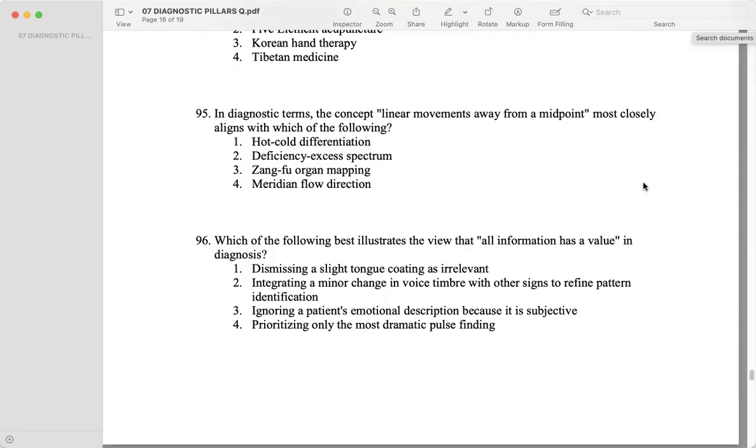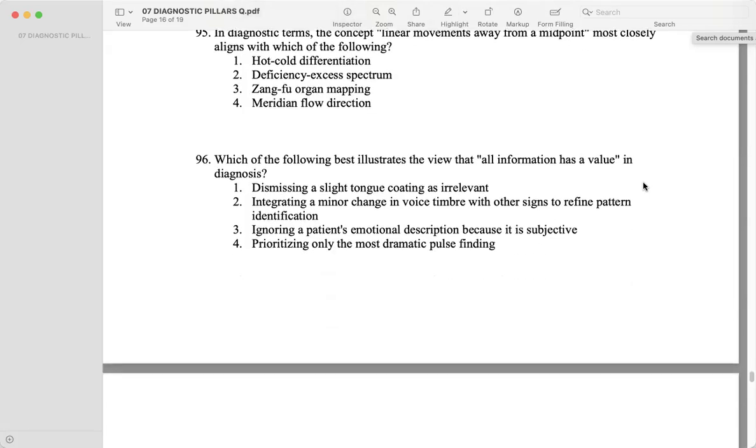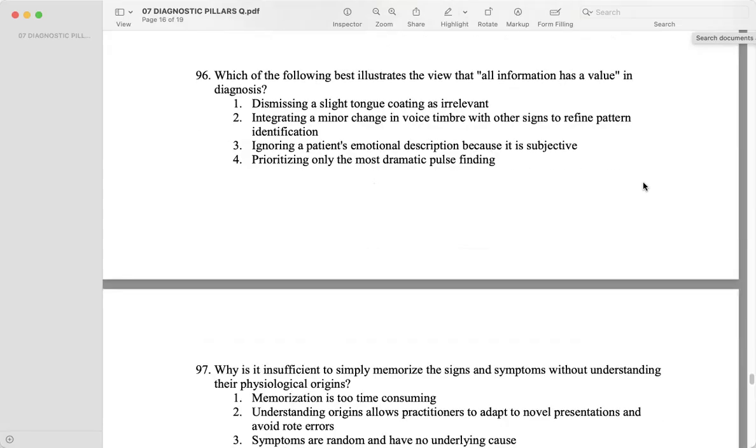In diagnostic terms, the concept of linear movements away from a midpoint most closely aligns with which of the following? Deficiency, excess spectrum. Yes. Which of the following best illustrates the view that all information has a value in diagnosis? Integrating a minor change in voice timbre with other signs to refine pattern identification.